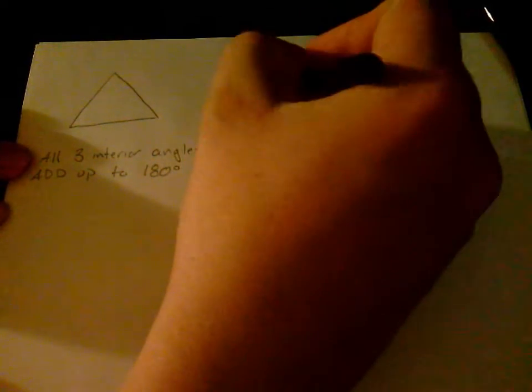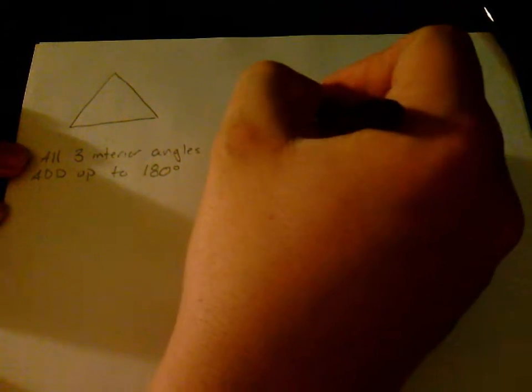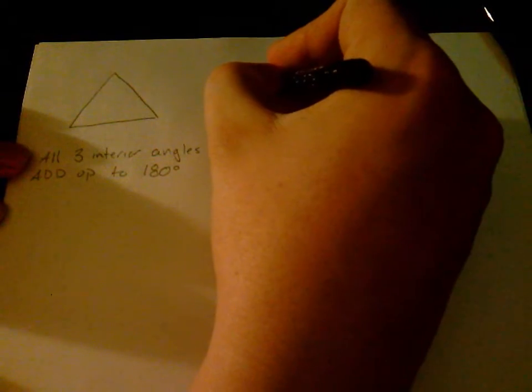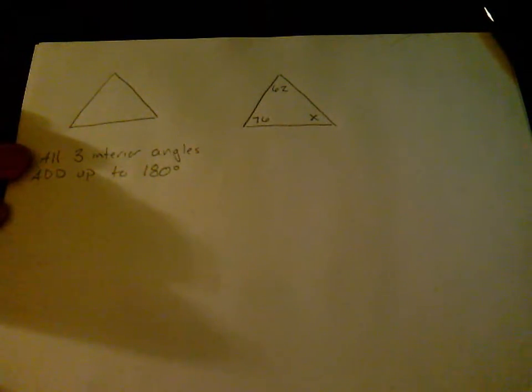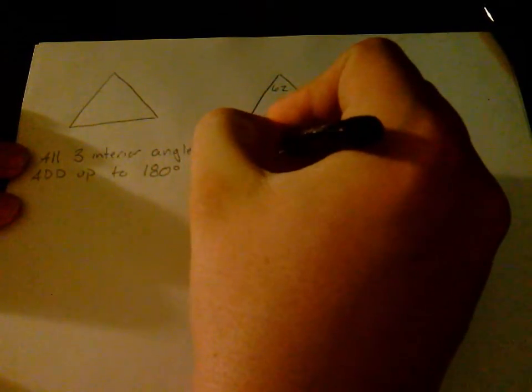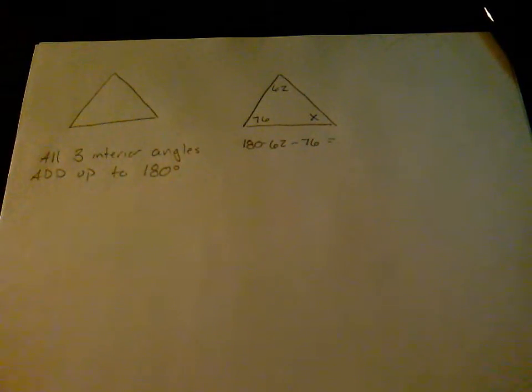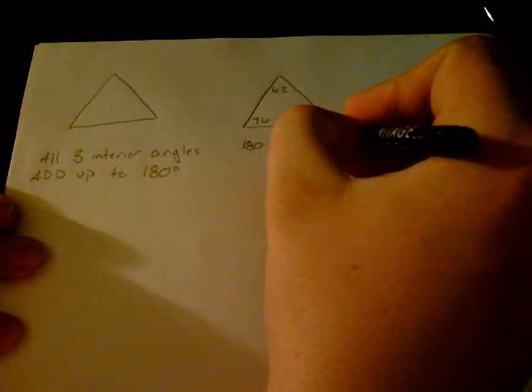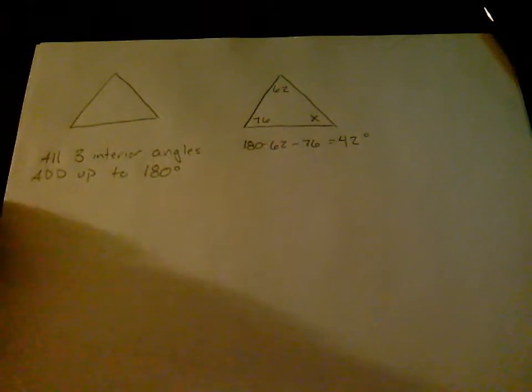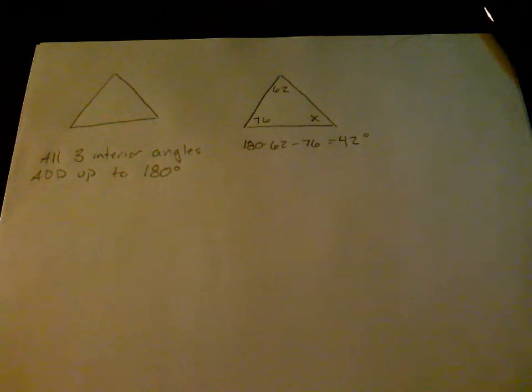For example, if I had a triangle and I said find x. You know this is 76, you know this is 62. To find the third angle x, you would have to take 180 minus 62 minus 76. Now, if you did that, you would end up with 42 as your answer. So that's the basics of what a triangle is.